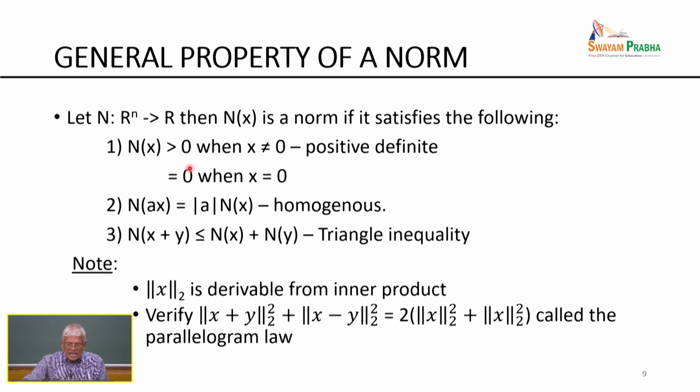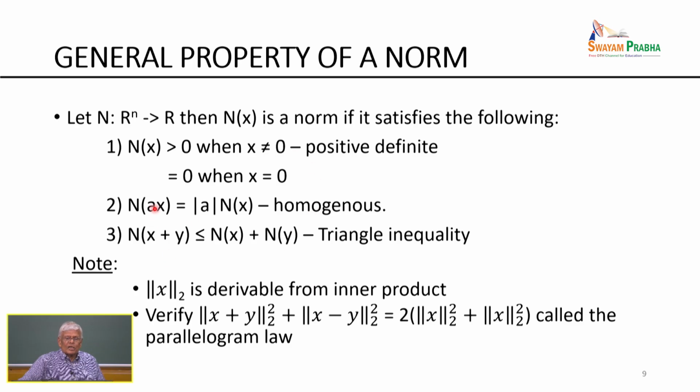One: n(x) is greater than 0 when x is not 0. That means if a vector is a non-zero vector, what does that mean? At least one component is not 0. So if the vector is not 0, it must have a non-zero measure of its size. The norm is 0 only when x is 0.